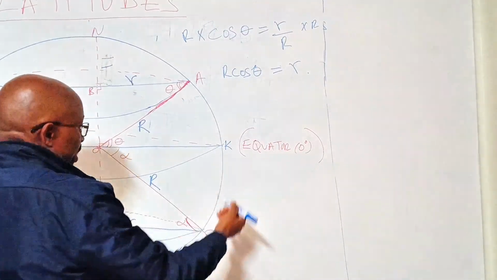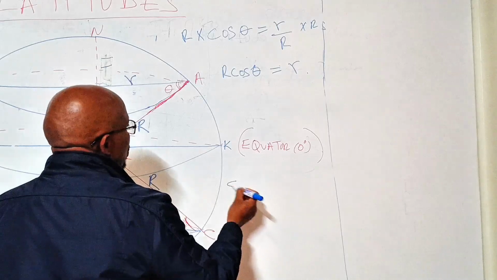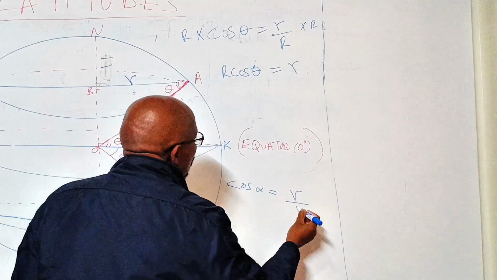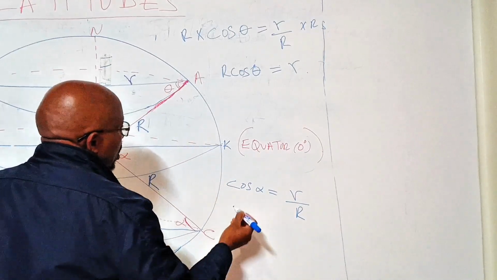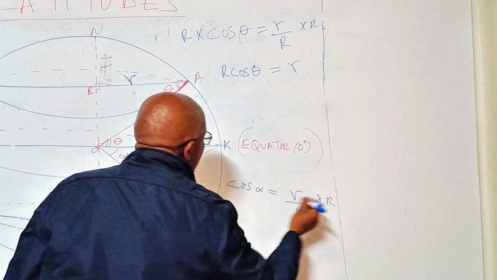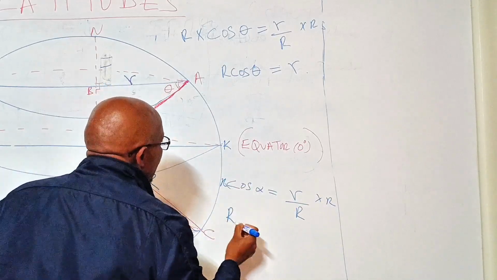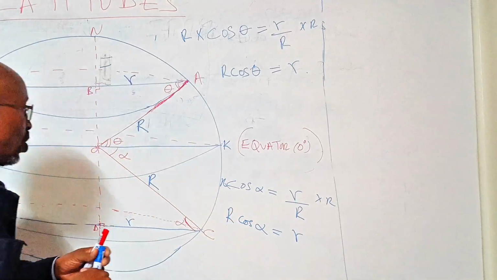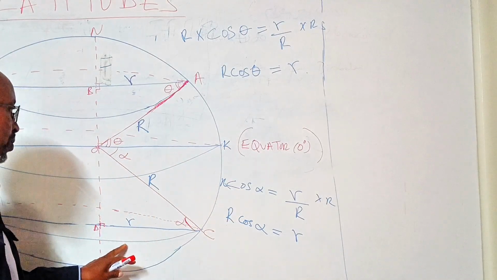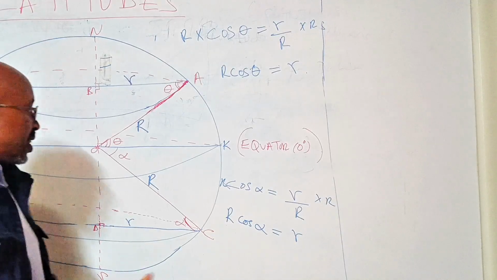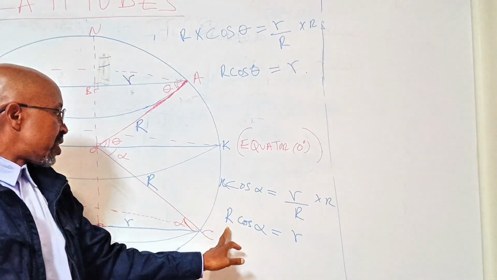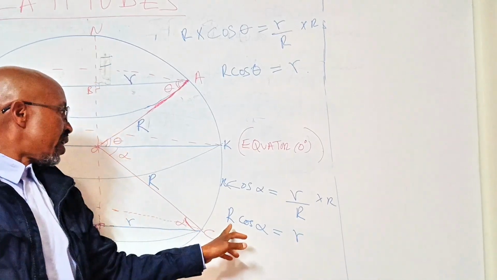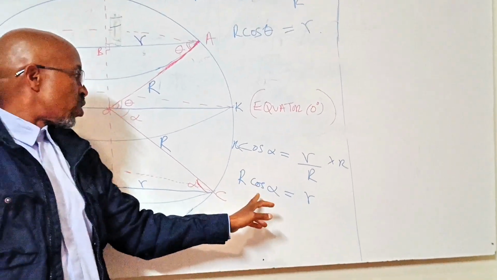For the latitude that is at C, we'll have cosine of alpha is equal to the radius of that small circle over the radius of the great circle. Multiplying by r on both sides, we'll have that r cos alpha is equal to the small r, which is the radius of the small circle. It follows that when you have the radius of the great circle, you can get the radius of the small circle by multiplying the radius of the great circle by the cosine of the latitude.